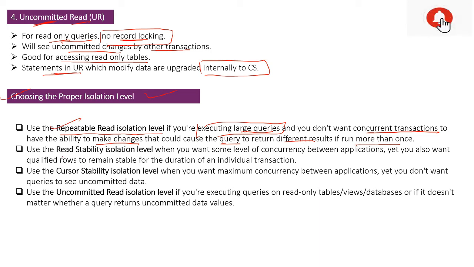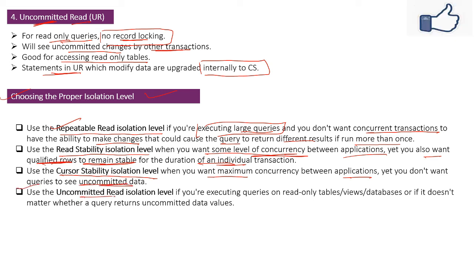And second level is read stability isolation level. You can use this when you want some level of concurrency between applications, yet you also want qualified rows to remain stable for the duration of an individual transaction. Use the cursor stability isolation level when you want maximum concurrency between applications, yet you don't want queries to see uncommitted data.